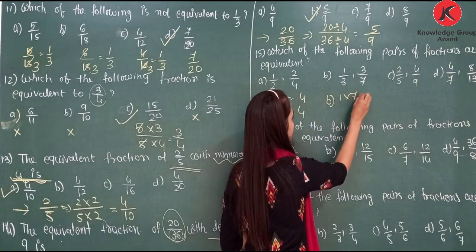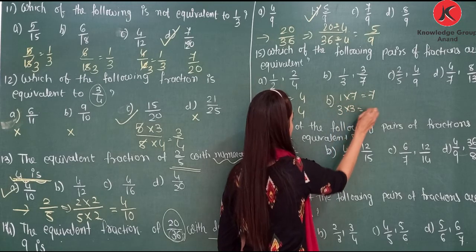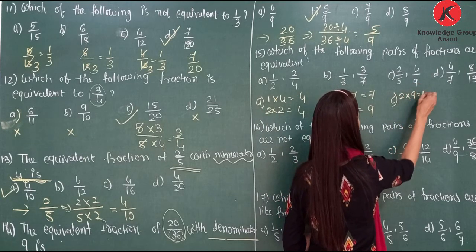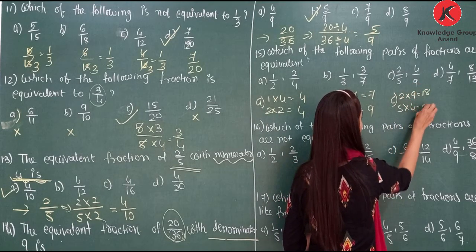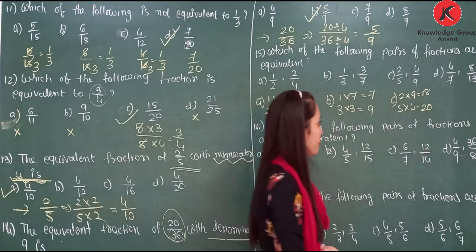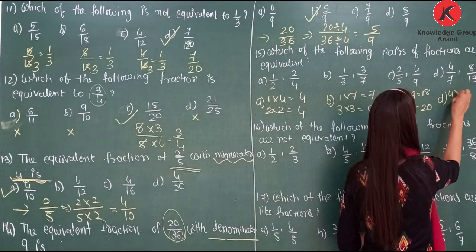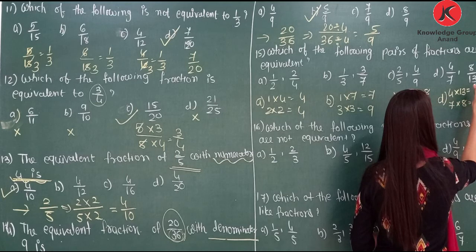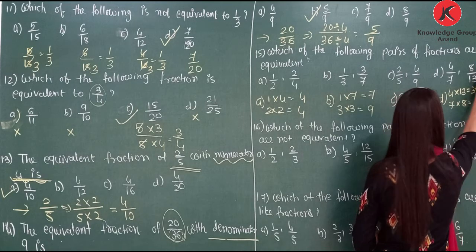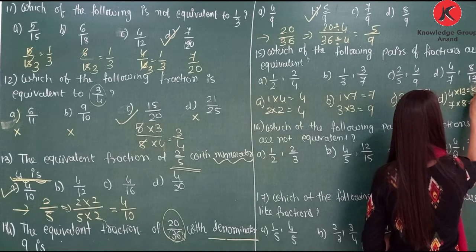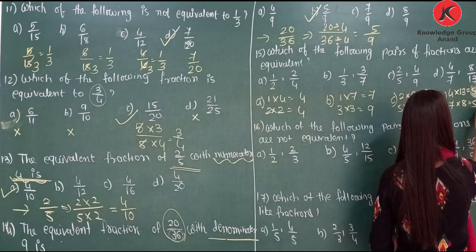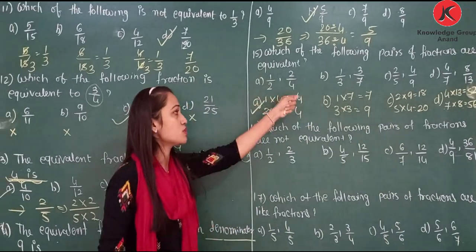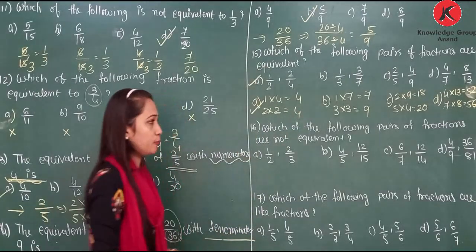1 multiply 7 is 7 and 3 multiply 3 is 9. So these are not equivalent. C, 2 multiply 9, that is 18 and 5 multiply 4, that is 20. So again these are not equivalent because the cross multiplication is not the same. 4 multiply 13 is 52 and 7 multiply 8 is 56. So these are also not equivalent. So which is the answer? Answer A, because the cross multiplication is the same. So that is option A.